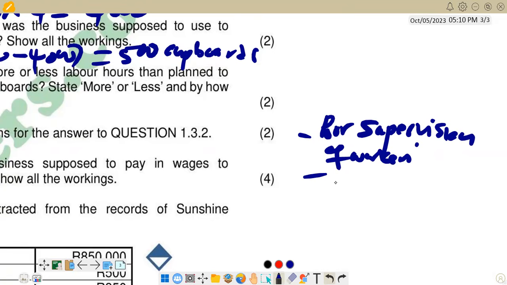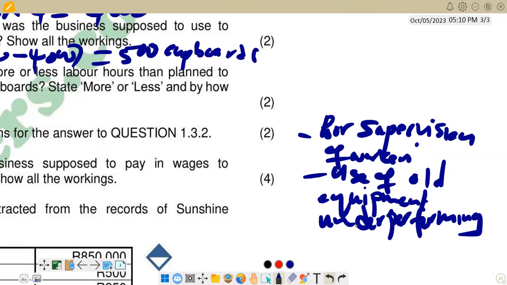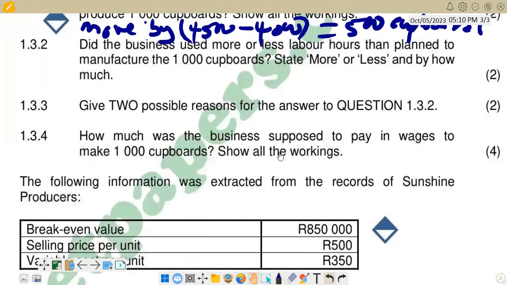And also maybe the equipment that was being used was not up to scratch. It was not producing as expected. Maybe it was old. We can also say use of old equipment, underperforming. So these can be the 2 reasons that we can include there, and any other correct reason can also be applicable. Then we go here.